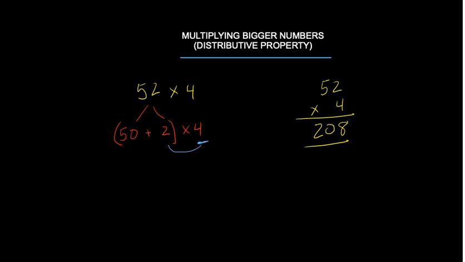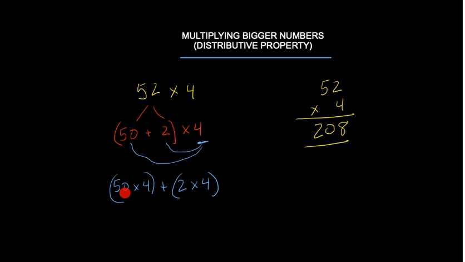What that does is it allows you to take this 4 and multiply it by both the 2 and the 50, because 4 times 2 is easy for a kid, it's 8. And then 4 times 50 is generally pretty easy for a kid, because they'll take the 4 and multiply it by the 5 to give them 20, and then they'll just add the 0 on. If you're going to write it out the long way, this is what it would look like: 50 times 4 plus 2 times 4.